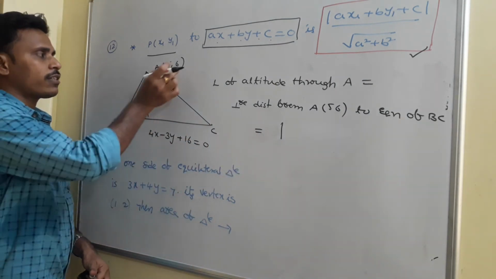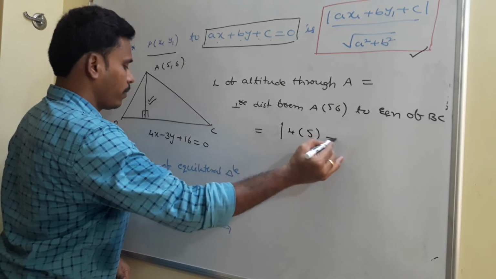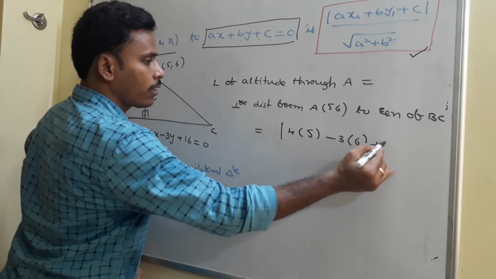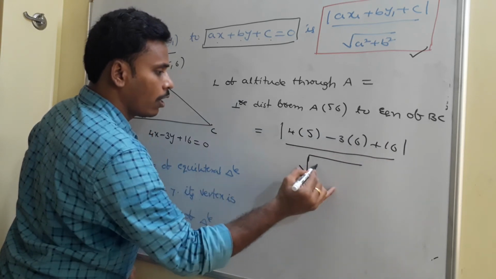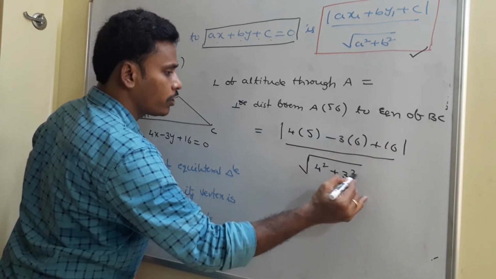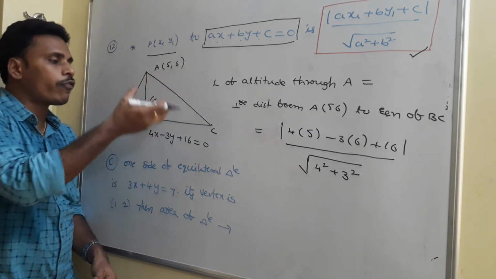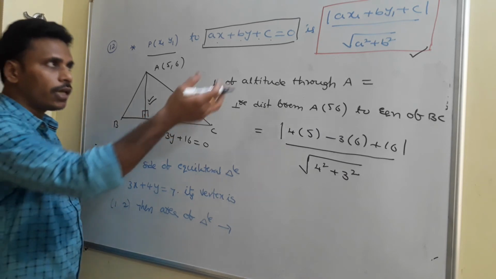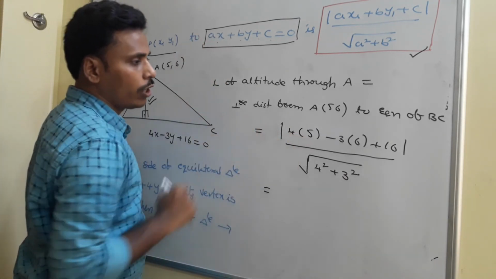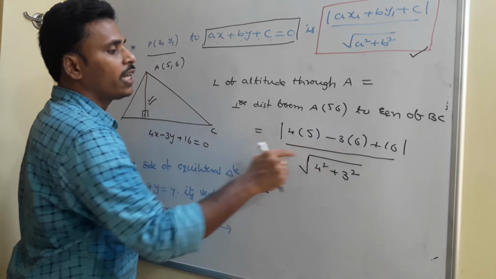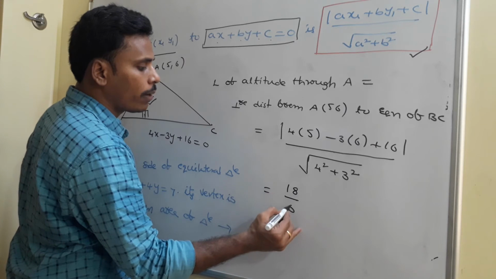So just substitute x and y here. So that is equal to 4 times 5 minus 3 times 6 plus 16, divided by root of a square plus b square, coefficient of x square plus coefficient of y square. That is the replacement of a in that formula. And now on simplification, directly I am doing. 4 times 5 is 20. 20 minus 18 is 2. 2 plus 16 is 18. Divided by the denominator, which is 5.